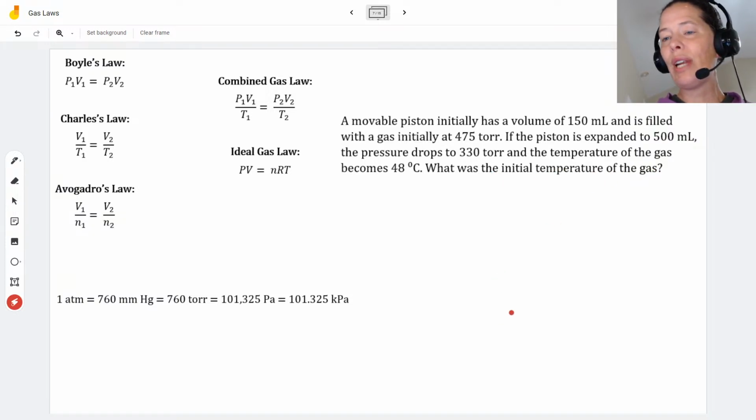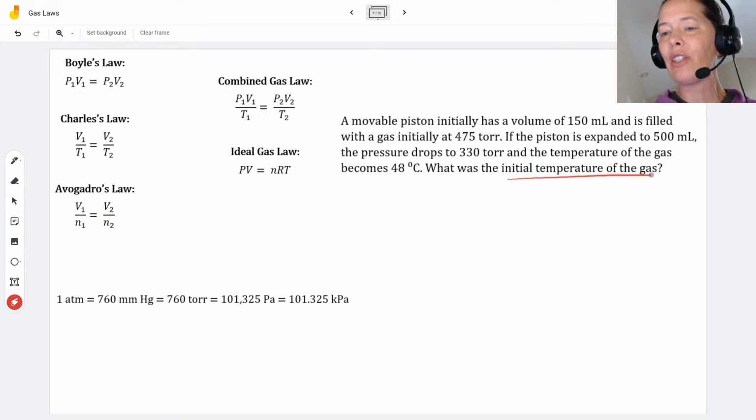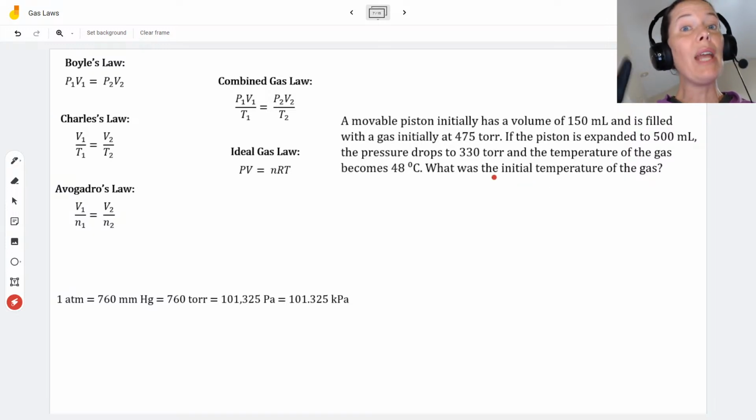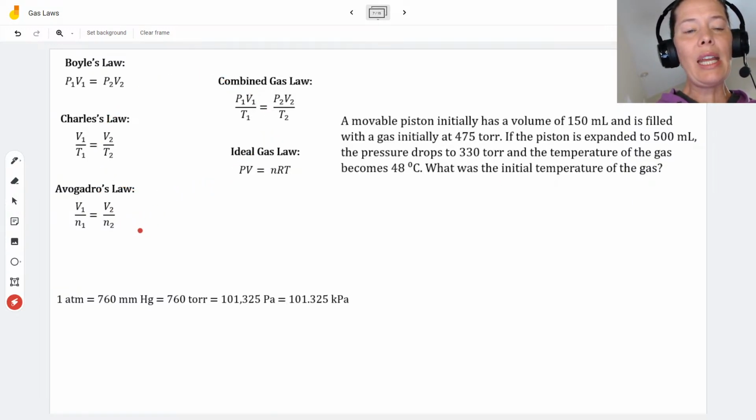Okay, so now, just like before, let's figure out what our variables are, what's changing, what's not changing. Definitely we have volume that's changing. We have pressure that's changing, but we also have temperature that's changing too, because the problem wants us to calculate initial temperature. So we have 3 variables in this problem: volume, pressure, and temperature are all changing. If I'm looking at my gas laws, I need all 3 of those variables, which means I need the combined gas law in this case.